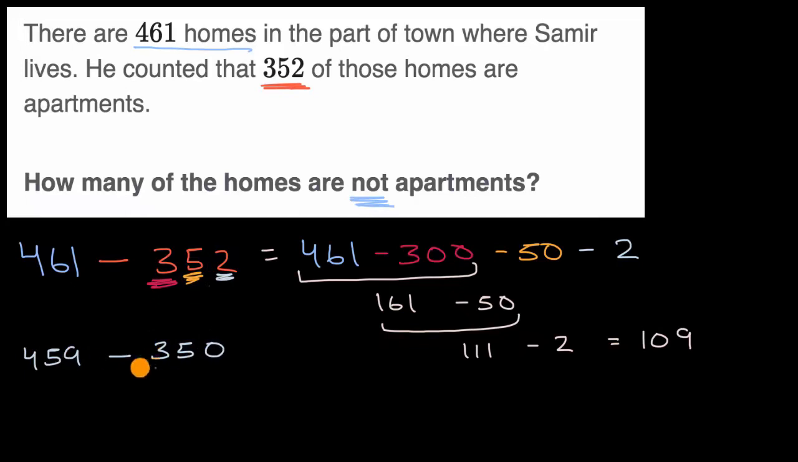And this is all about the idea that the difference doesn't change as long as you add or subtract the same number to both. And so here we might say that 400s minus 300s is 100, and then 59 minus 50 is 9. So we would get the same result. The thing to appreciate is that this is all about subtracting 352 from 461, and that there's multiple ways of calculating this.